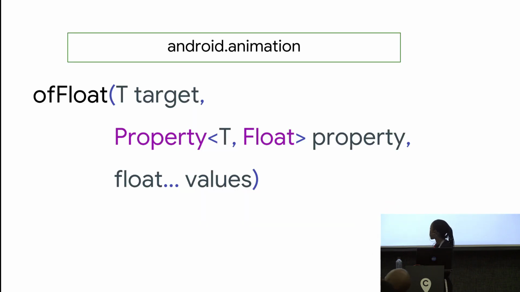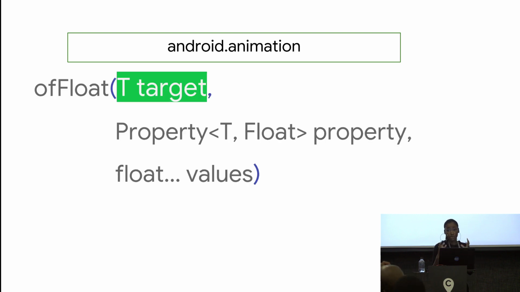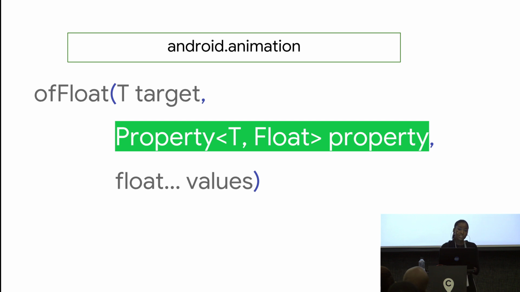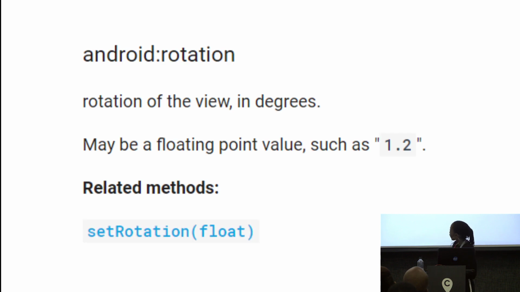So I used a method that is found in the android.animation package, and this is the ofFloat method. So let's see what it takes. It takes a target, which is the object you want to animate. The property is the attribute of an object that you want to animate. The values is an array of values that you want it to animate from. So you can have a starting value, an end value, and values in between, and it will play out all those values. So the property that we'll be animating is the rotation, which is found in the Android rotation package there.